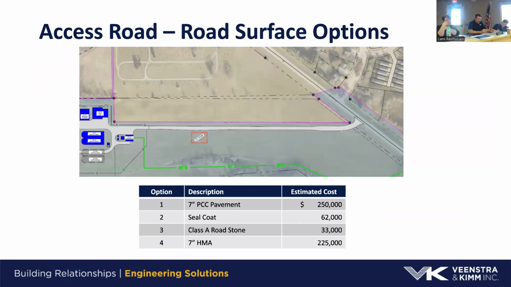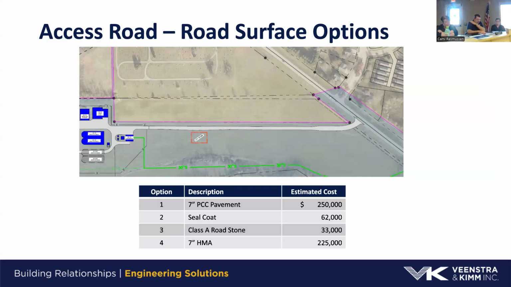There were some surface options that we were looking for some input on. Option one would be a full 7-inch PCC pavement, still not curb and gutter or anything, but just pavement. And this is just the surface, not including the sub base. The sub base would be the same for all of these. It's not included in that cost, but the pavement cost alone would be $250,000 if you were to do PCC pavement.